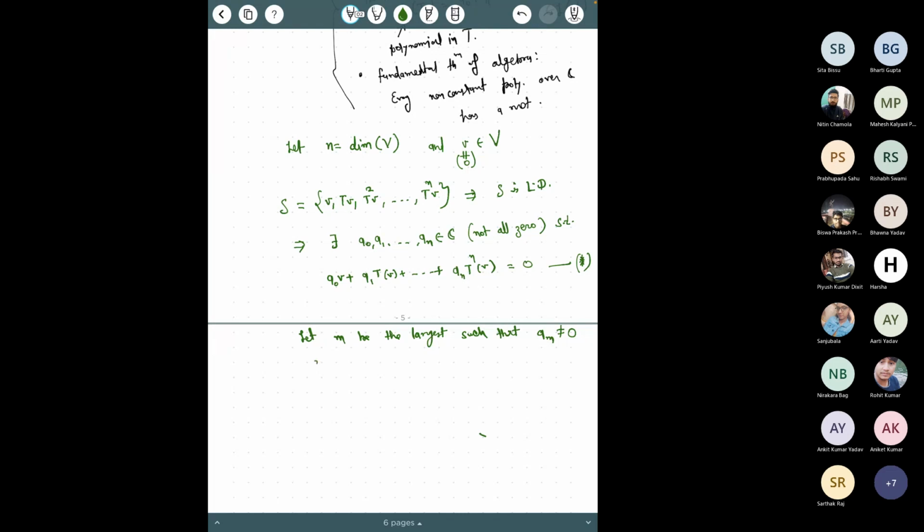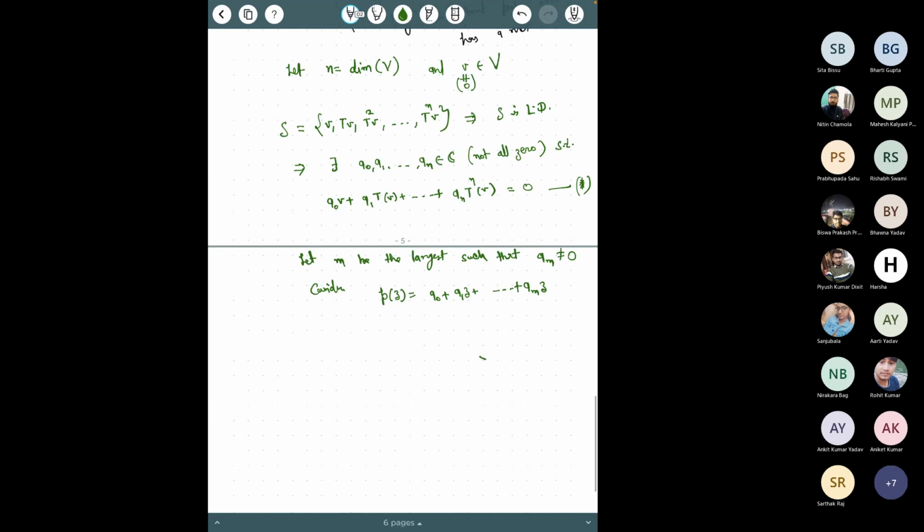Consider this polynomial p(z), where I'm constructing this polynomial using the scalars a0 to am: a0 plus a1 z and so on up to am z^m. Clearly this is a polynomial over C, where the degree of this polynomial P is m. So this is a polynomial over C.